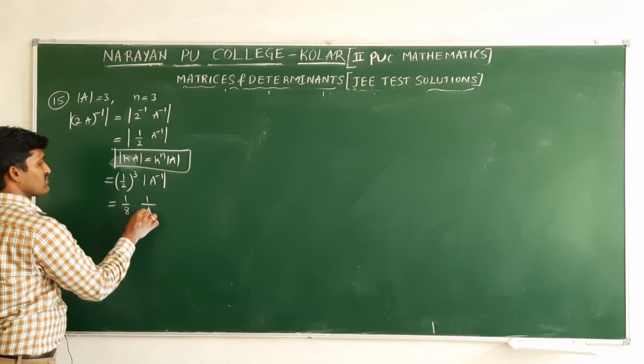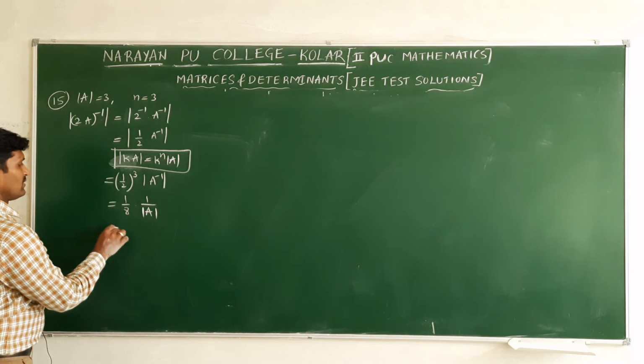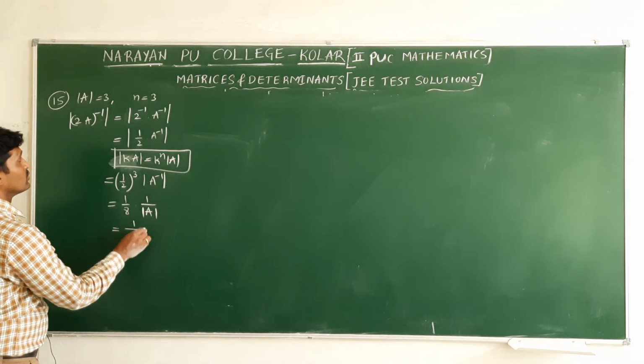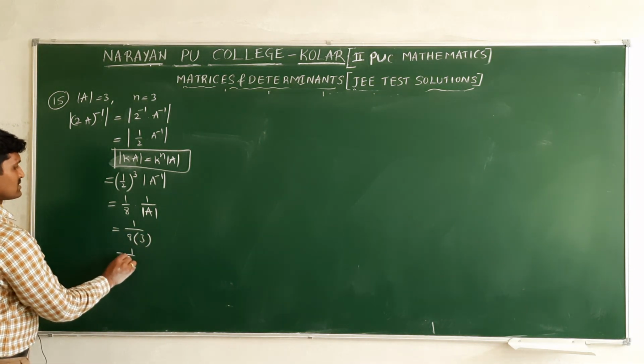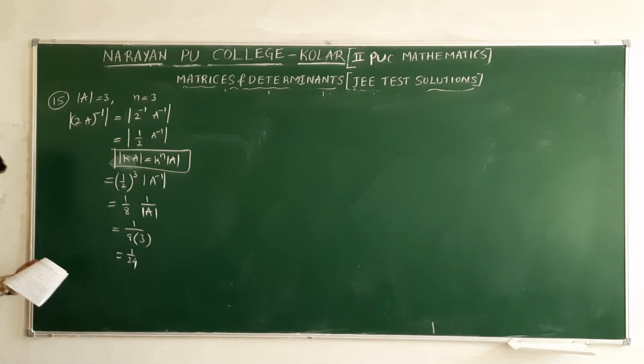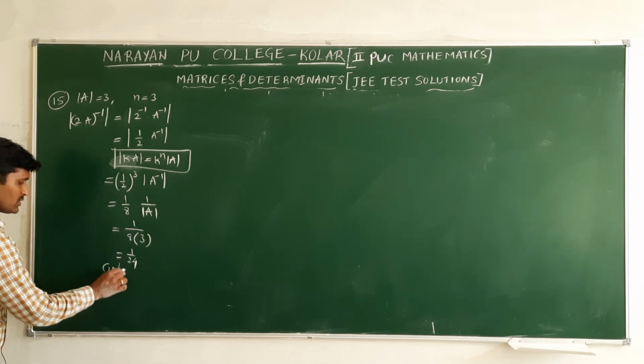What is the det of A inverse formula? 1 by det A. That is 1 by 8 into 1 by det A, where det A is 3. That is 1 by 24. Option 2 is the correct one.